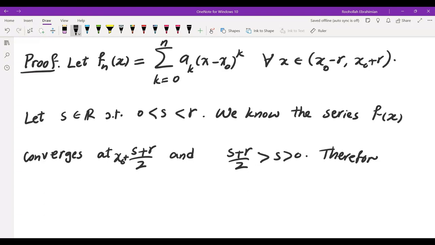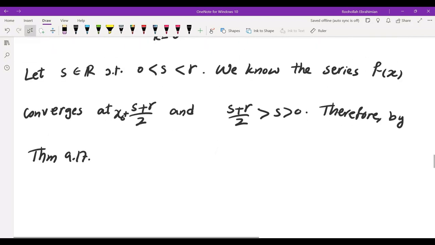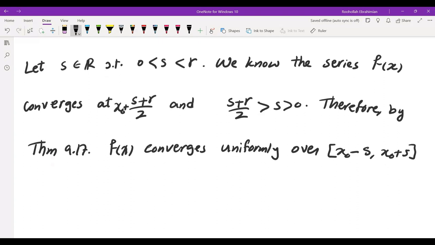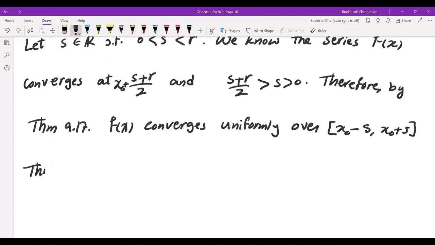Therefore, by the previous theorem, the theorem that we just proved, 9.17, the series converges uniformly over the interval from x_0 minus s to x_0 plus s. So that tells us that S_n converges to f uniformly over x_0 minus s to x_0 plus s.